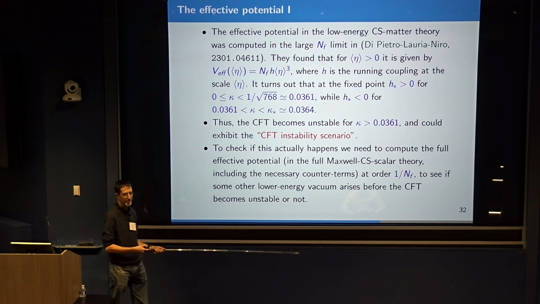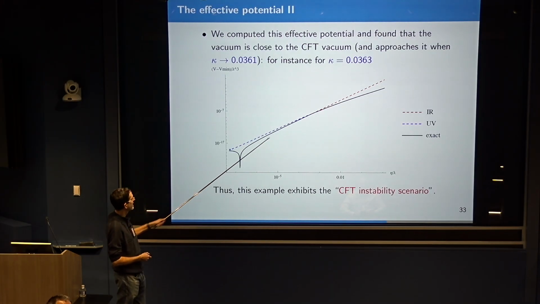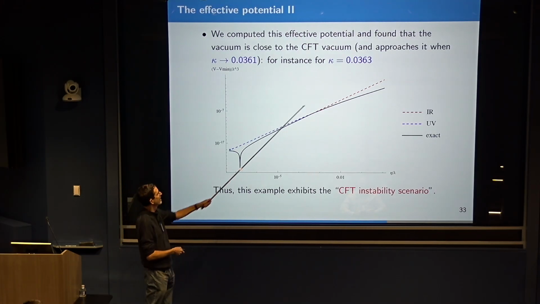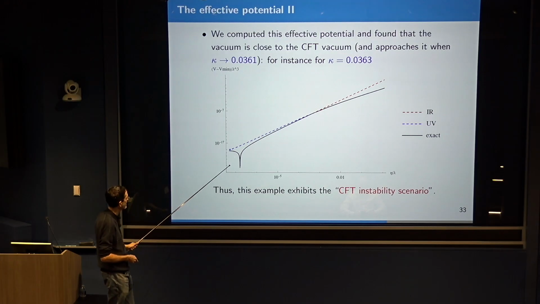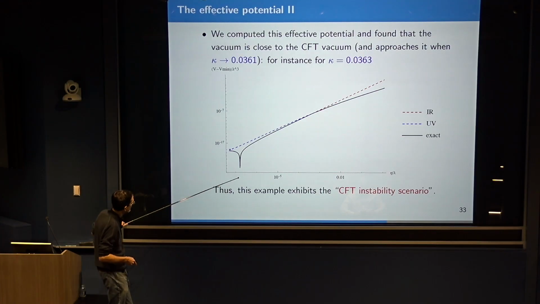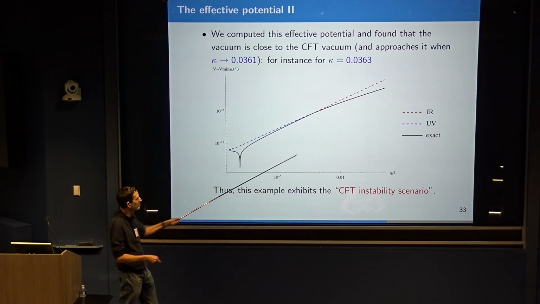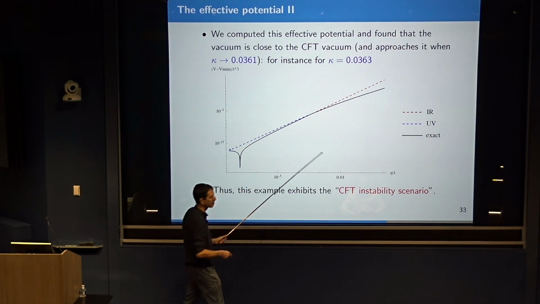So we computed the full effective potential in this theory in the large N limit. And what we find is that, indeed, the full effective potential doesn't have a vacuum somewhere else. It only has this vacuum that, when we're close to the fixed point, is very close to the origin. So this is the log of the effective potential, essentially. And it has this one minimum close to the origin, which is the one that would be expected in this CFT instability scenario. And it does not have a minimum anywhere else.